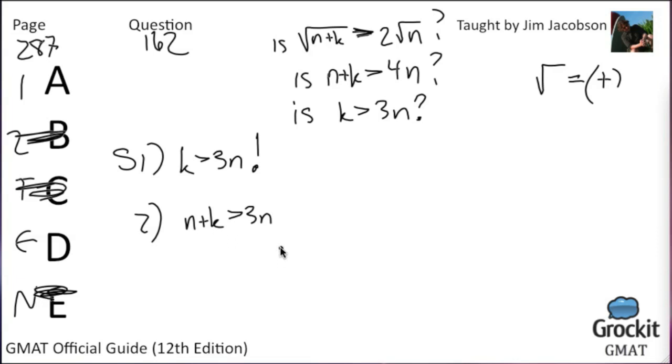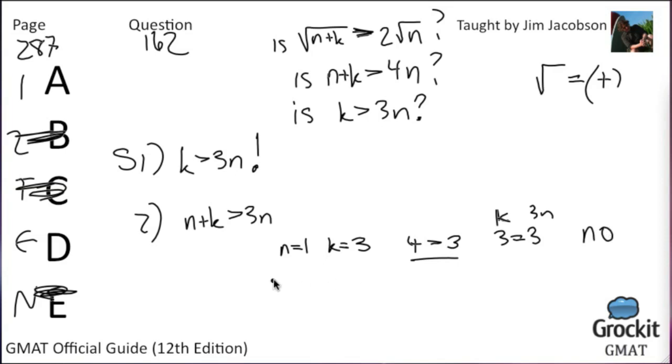So n plus k is greater than 3n. Let's just say n equals 1 and k equals 3. So if n equals 1 and k equals 3, n plus k equals 4 and 3n equals 3. So n plus k is 4, and is greater than 3. But in this case, k is not greater than 3n. 3 equals 3, k and 3n. So we meet the conditions, 4 is greater than 3, but then in terms of the question, is k greater than 3n?